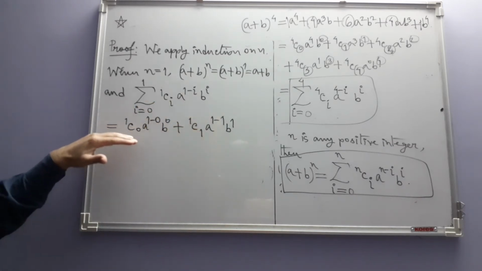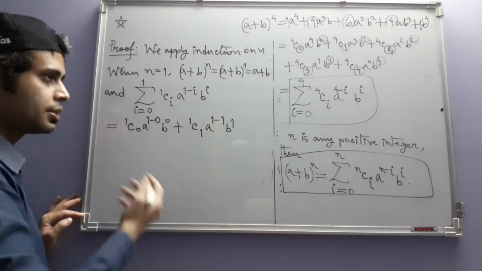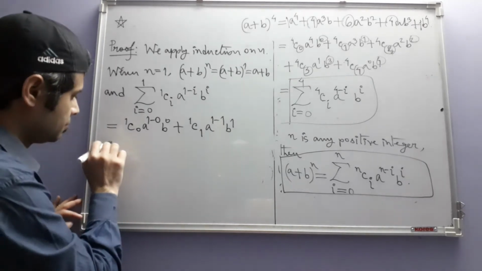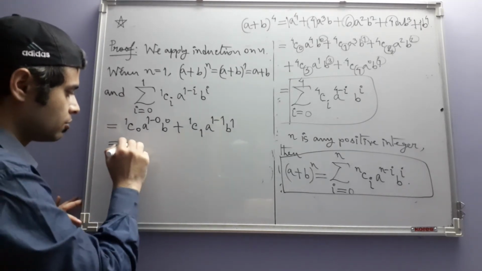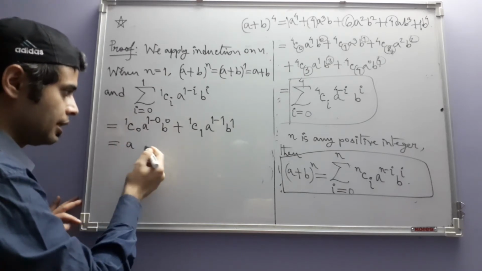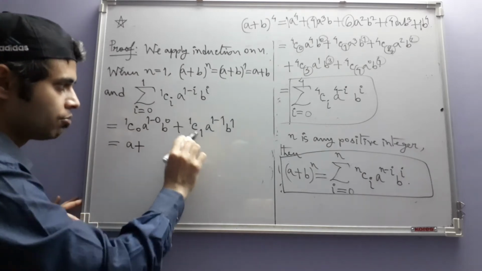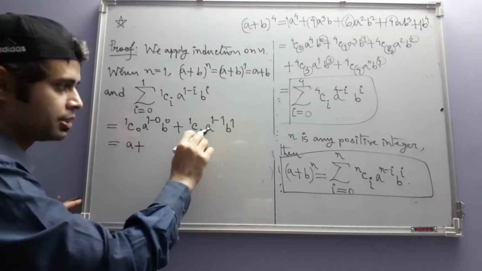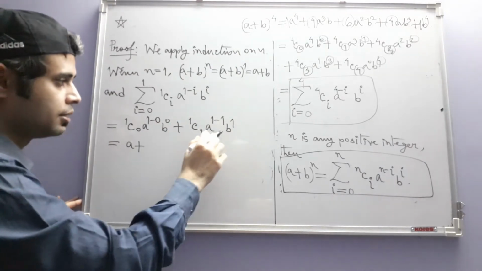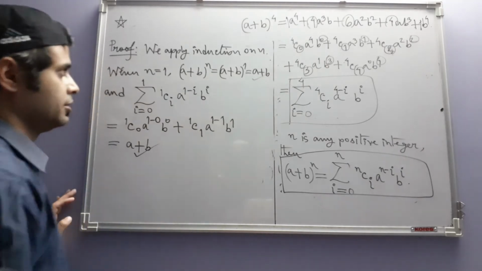Why is it that important that I stick to the form of this formula? It is because I am verifying something, okay? So if I make a mistake here, everything will go haywire. Now 1C0, if you recall, 1C0 is 1. So a to the power 1 minus 0 is a, b to the power 0 becomes 1. So this is a plus 1C1, which is also equal to 1. A to the power 1 minus 1 is a to the power 0, which is 1. B to the power 1 is b. So here these two are matching.